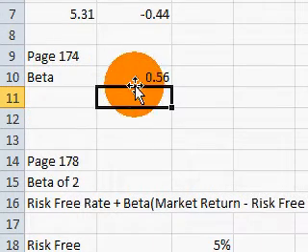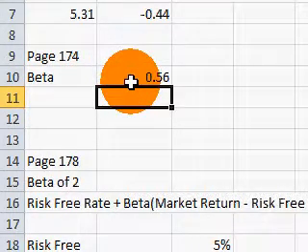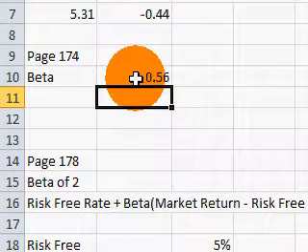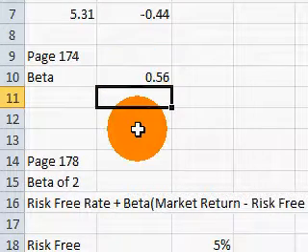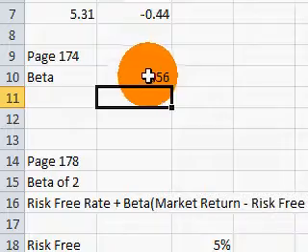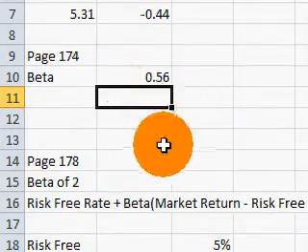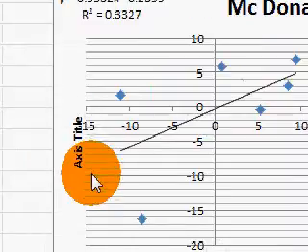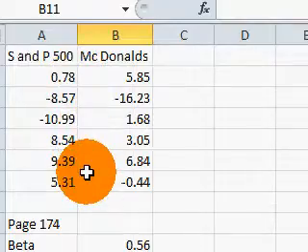Interpret this, it's saying that if the market goes up 10%, McDonald's goes up 5.6%, or if the market goes down 10%, McDonald's returns would go down 5.6%. Looking at that return over the time period that we look at, it looks like a 6-month period there.